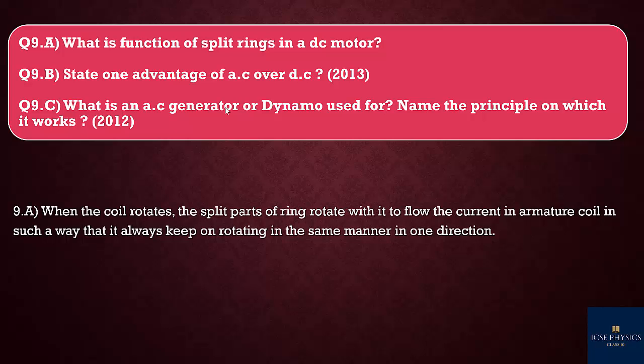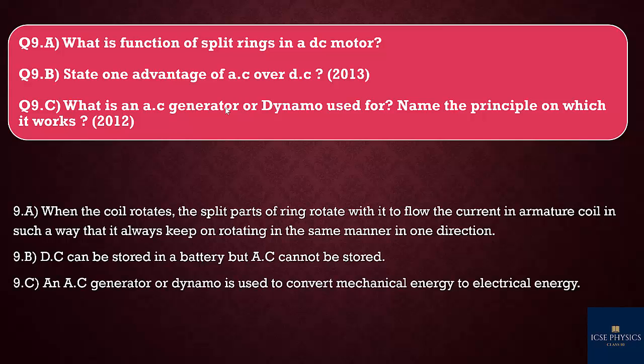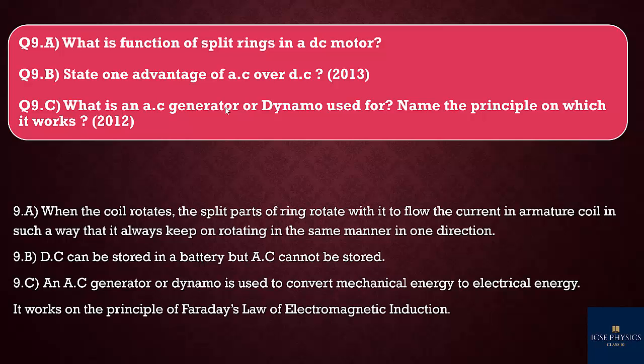State one advantage of AC over DC. Answer is, DC can be stored in a battery but AC cannot be stored. Third part. What is an AC generator or a dynamo used for? Name the principle on which it works. An AC generator or a dynamo is used to convert mechanical energy to electrical energy. It works on the principle of Faraday's law of electromagnetic induction. This has come in ICSE 2012.